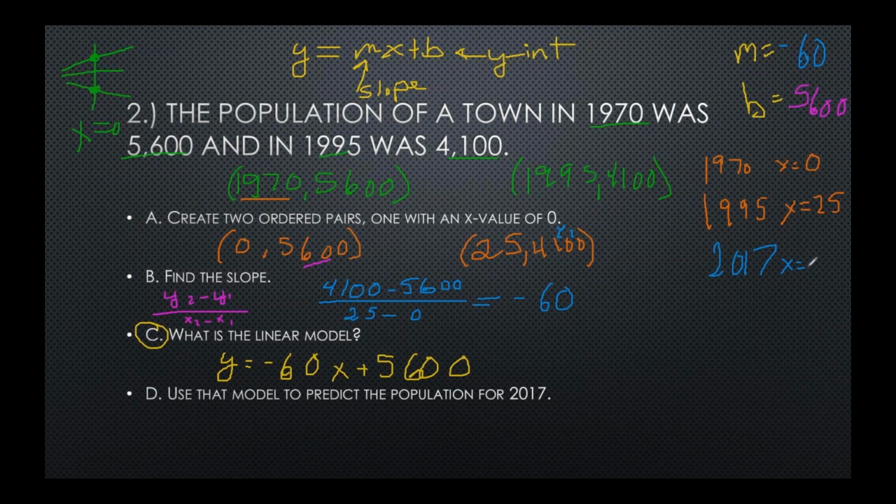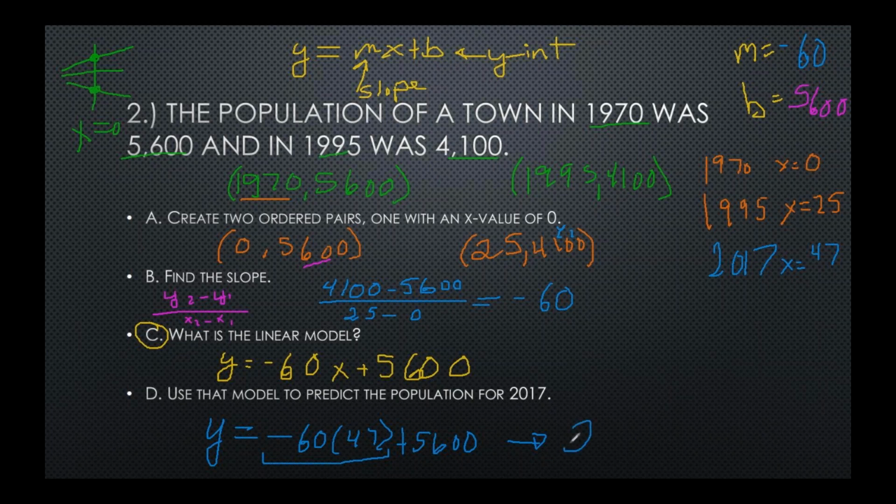Any idea what our x value would be? 47 is correct because it's 47 years later. So our x value, right, plug it into our model. So y equals negative 60 times 47 plus 5,600. So it becomes an order of operations, right? You're doing this multiplication piece first, then you add.